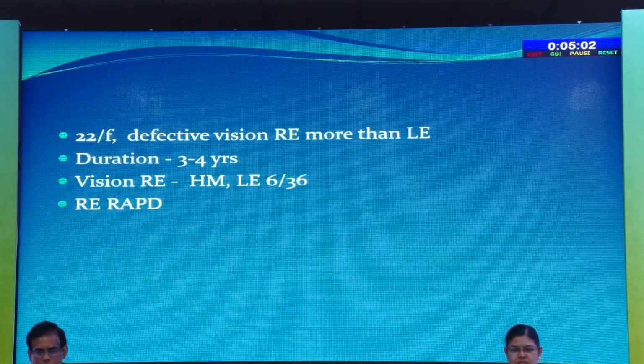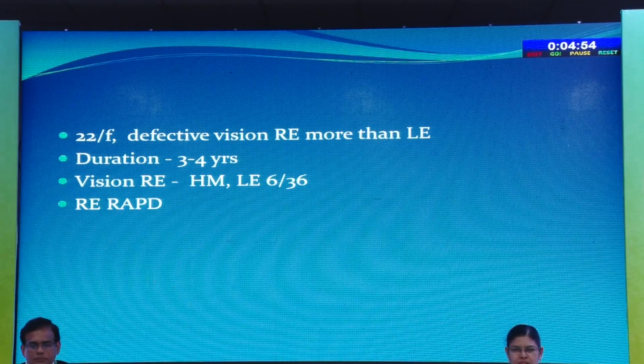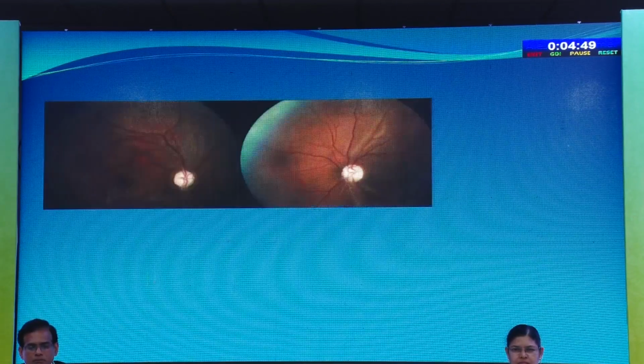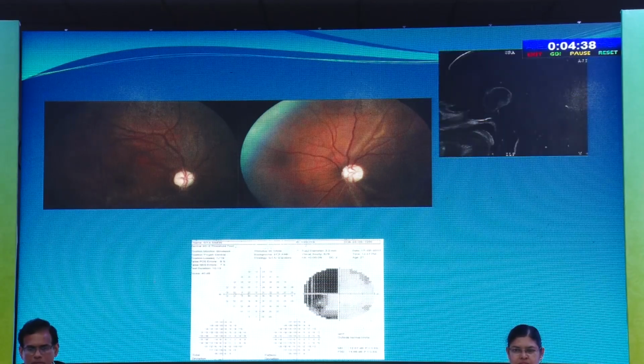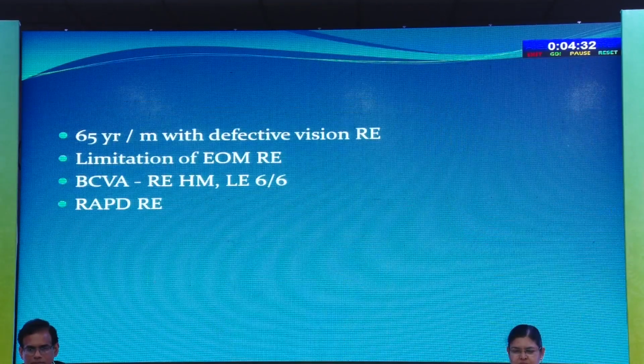Another girl, a 22-year-old female, with defective vision in the right eye more than the left eye for many years, 3 to 4 years. Vision in the right eye was profound loss, hand movements only. In the left eye 6/36, with right eye RAPD. Primary optic atrophy in both eyes. We could do the visual field only in the left eye because right eye vision was so poor, and we could see a vertical field defect. On imaging, we could see a pituitary tumor. So this is a case of compressive optic neuropathy.